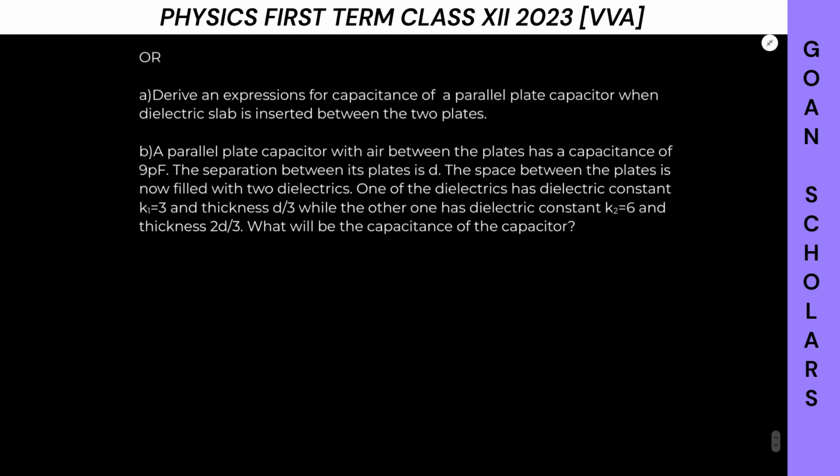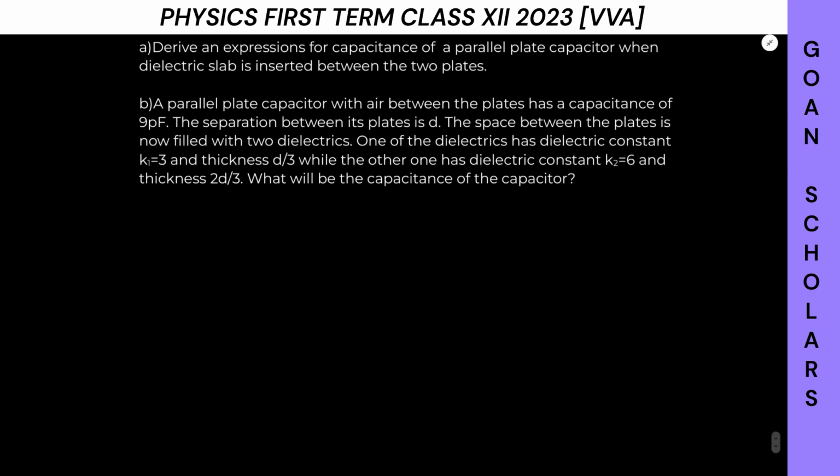Let's move to the OR question. Our question says, derive an expression for the capacitance of a parallel plate capacitor when a dielectric slab is inserted between the two plates. So let's solve the A part. Let's say this is our first one. This is our capacitor. When there was nothing, air in between, the capacitance was C0, which is epsilon naught A by D. So this is the initial capacitance of the capacitor. A is the area of the plates and D is the separation between the plates.